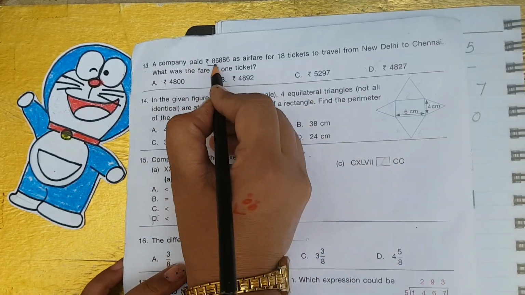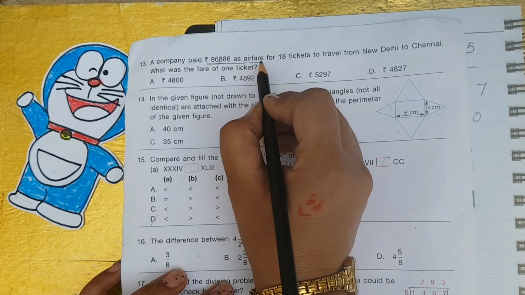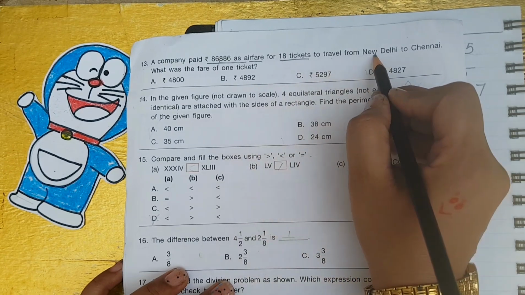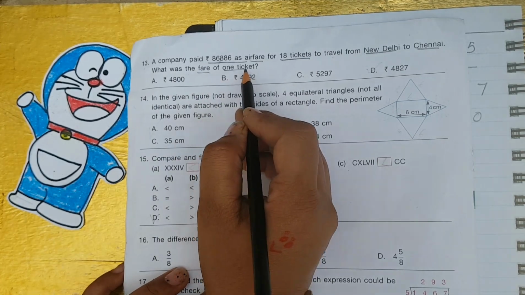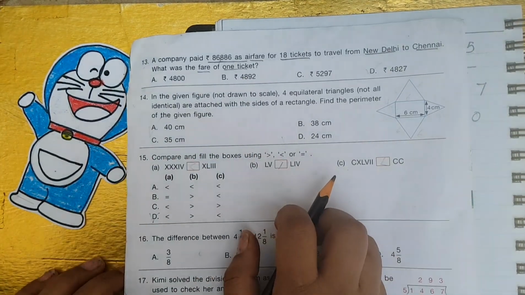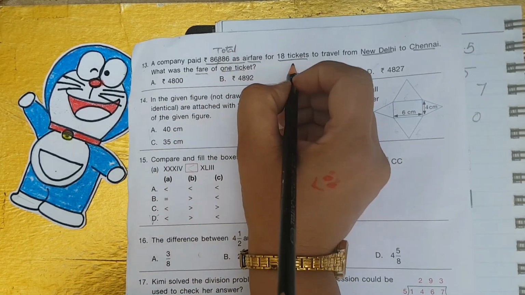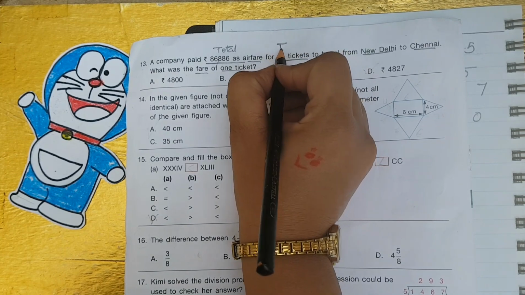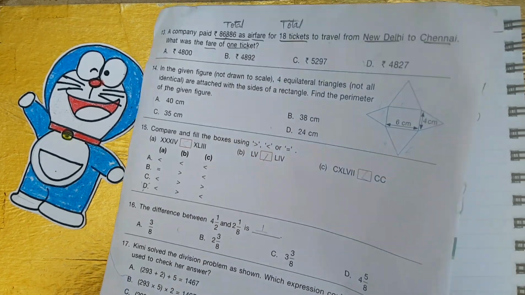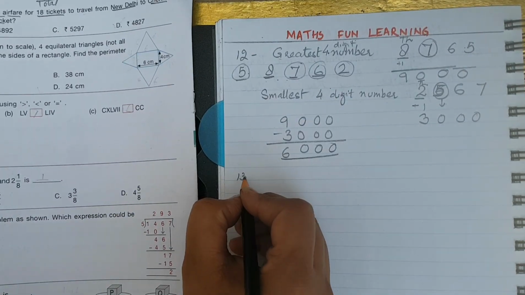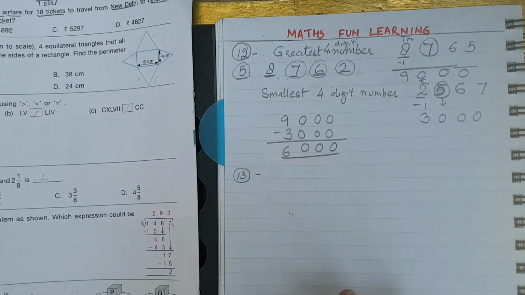Now come to question number 13. A company paid 86,886 as airfare for 18 tickets to travel from New Delhi to Chennai. What was the fare of one ticket? Kids, you have to think here. The total amount is given and the total number of tickets you know. Now we have to find out only one ticket price. For finding out one ticket price, what do we have to do? We have to divide these. Okay, so let's divide.